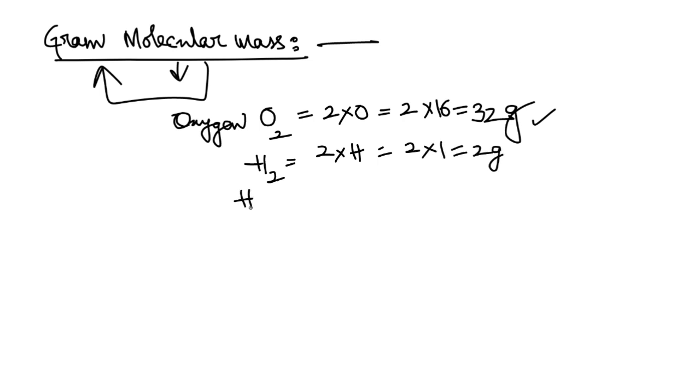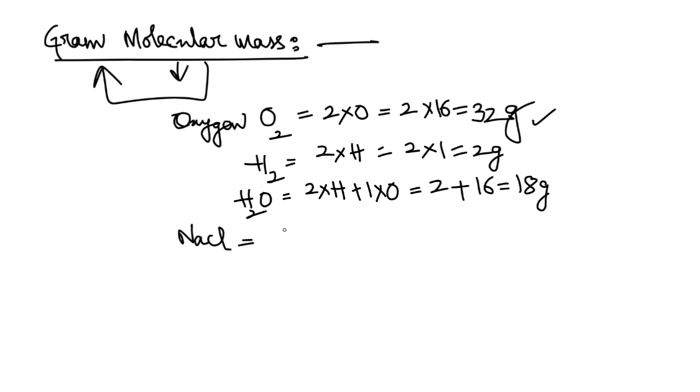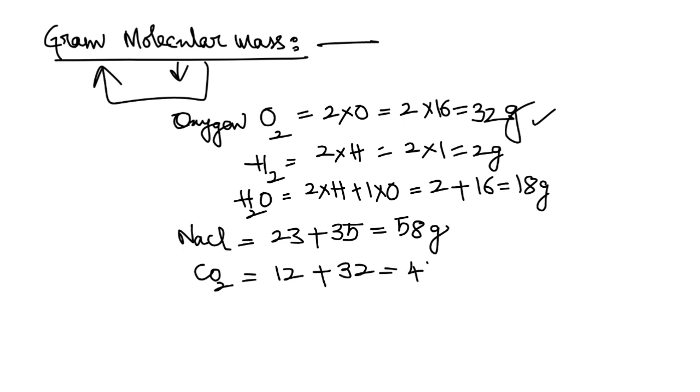If you take H2O, this is 2 into H plus 1 into O. 2 plus the oxygen atom, which is 16, so it is 18 grams. If you consider NaCl, sodium chloride, sodium is 23 plus chlorine is 35.5, leave 0.5, so it equals 58 grams. Take CO2, which equals carbon plus 2 oxygens. Carbon is 12 plus 2 oxygens is 32, which equals 44 grams. These are called the gram molecular masses.